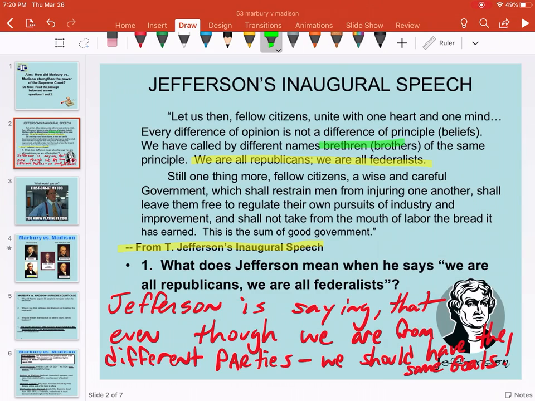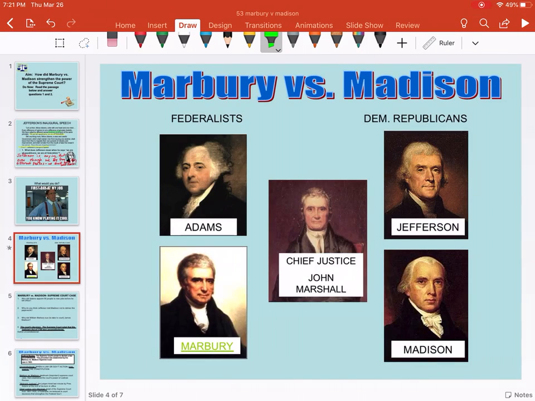Hopefully you got a chance to read that Do Now and answer number 1. All right, let's get started with today's lesson. And today's lesson is about a court case called Marbury versus Madison. So you can see here some of the key players. We're going to talk today about outgoing President John Adams.